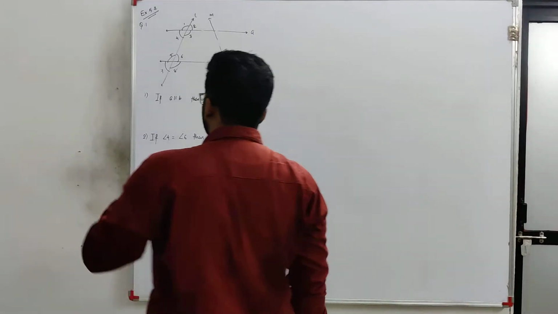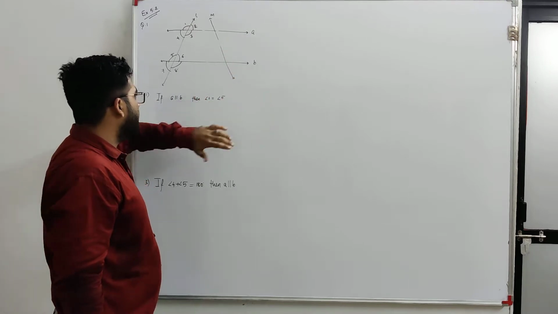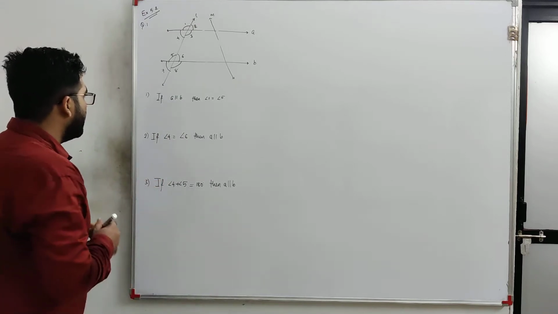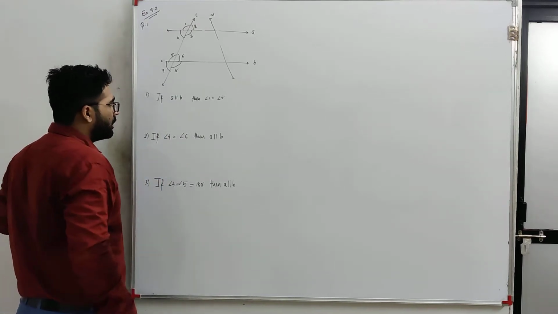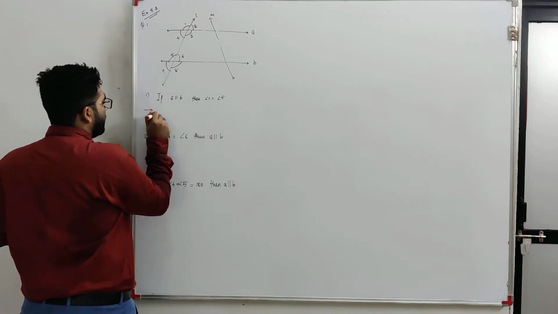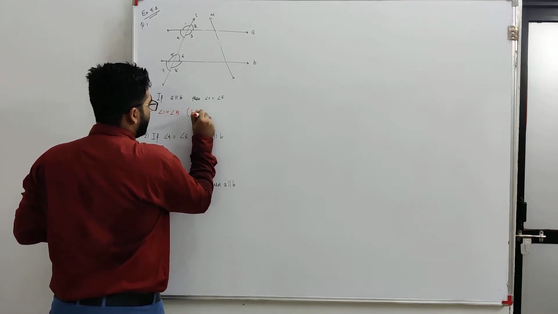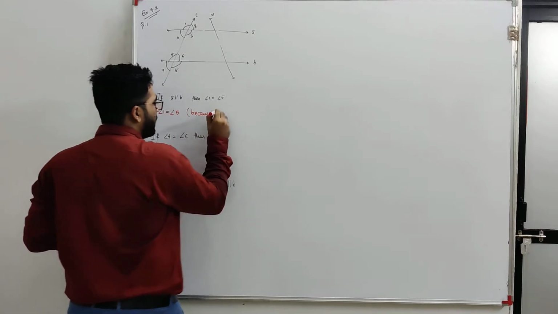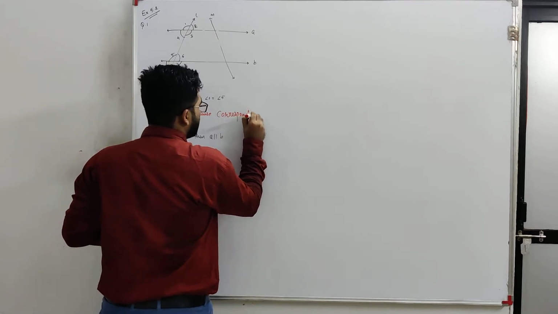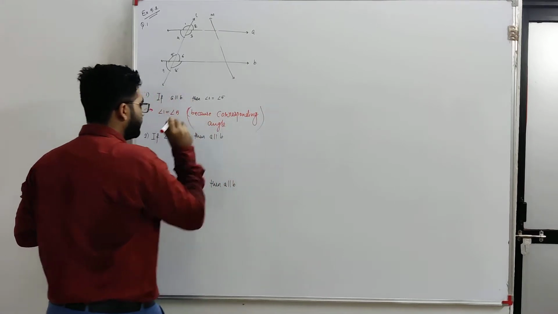The question number 1 is: if A is parallel to B, then angle 1 is angle 5. What kind of property is this? Here I am writing that angle 1 is equal to angle 5 because, by this property, they are corresponding angles of parallel lines, and they are always equal.